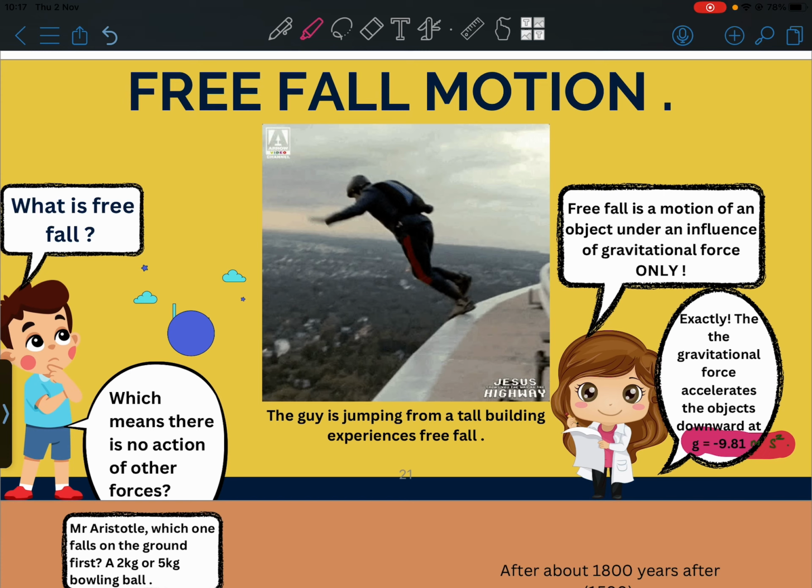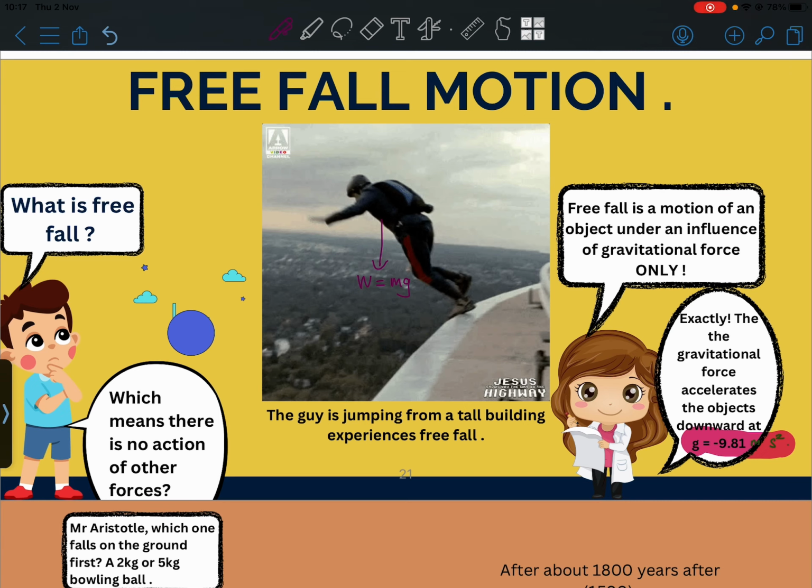As he jumps, he will be acted on by the gravitational force. This gravitational force will act downwards towards the center of gravity. So this is the gravitational force due to gravity, which is mg. You will see that later.